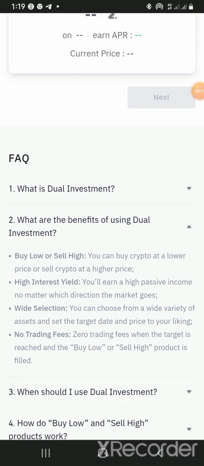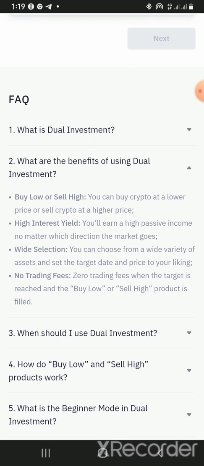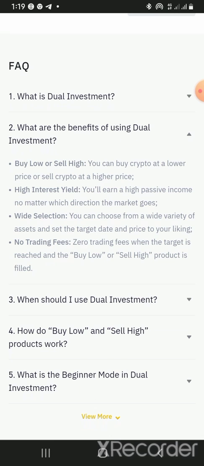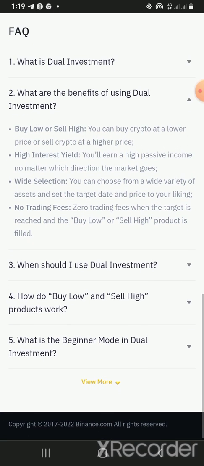They went ahead to say, what is the benefit of using the dual investment? They say buy low or sell high. You can buy crypto at a lower price or sell crypto at a higher price. Buy high interest yield. You will earn a high passive income no matter which direction the market goes. Wide selection. You can choose from a wide variety of assets and set the trigger date and price to your liking. No trading fees, zero trading fees when the trigger is reached and the buy low or sell high product is filled.